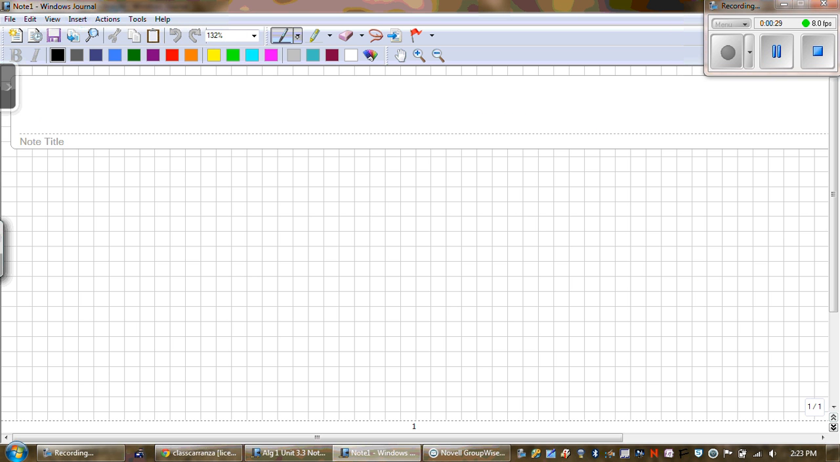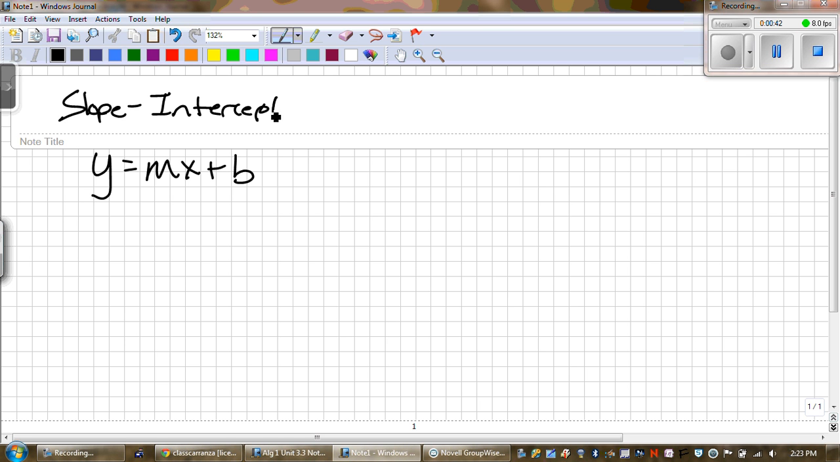So far, we've talked about lines with the equation y equals mx plus b. This is called slope-intercept form, where m is our slope and b is our y-intercept. For example, y equals 1/2 x minus 6. I'm just giving an example right now.